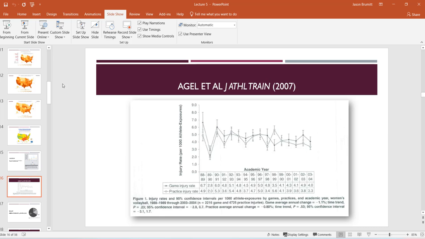Here again from Agel et al., showing injury rates over time, and it's always interesting, like what caused that drop in 89 to 90? Was this something to do with how recording occurred? What was the reason? So these create more questions and potentially lead to more research, but it's something that should be discussed within the article.